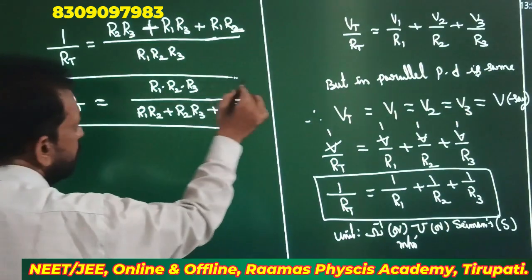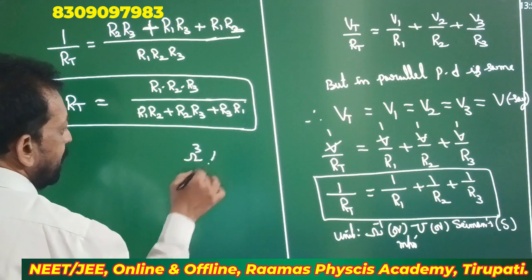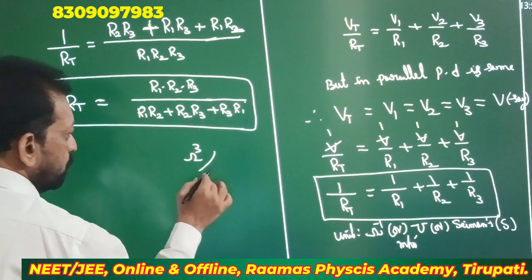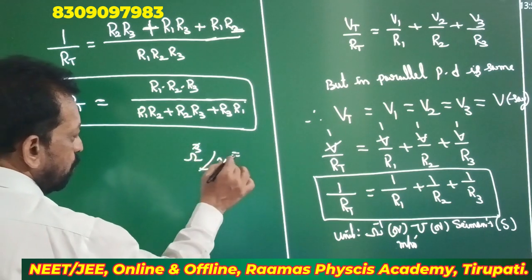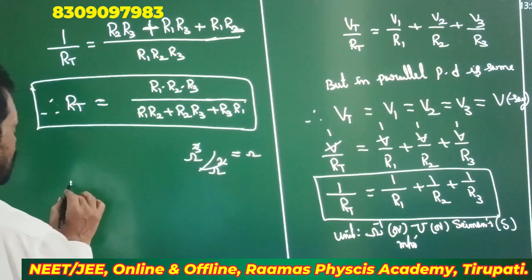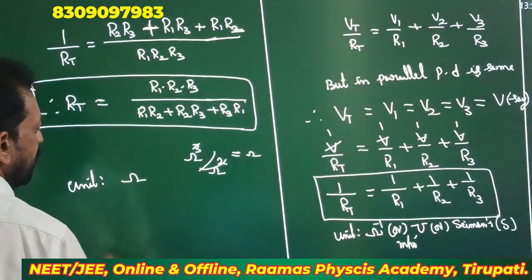How can I say ohm? Ohm into ohm into ohm is ohm cube by ohm square plus ohm square plus ohm square. The number is not important, so cancel. So the answer is ohm, so the unit is equal to ohm.